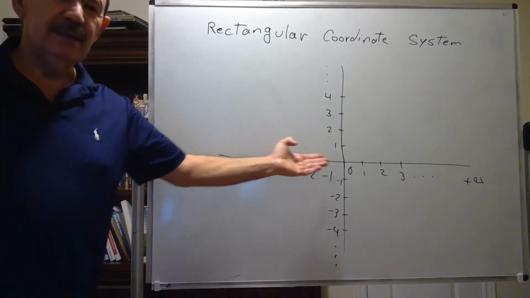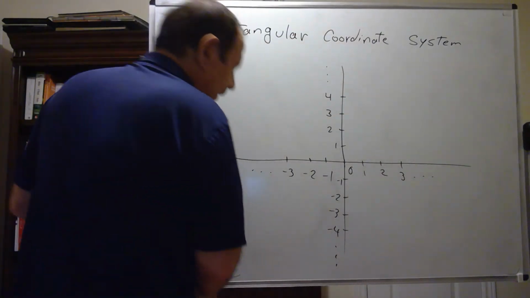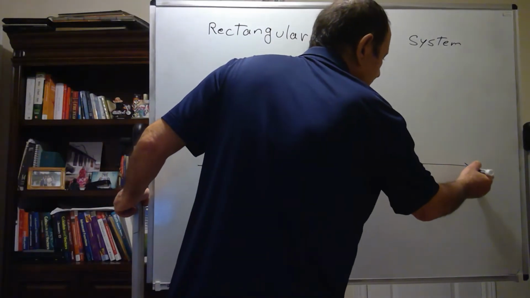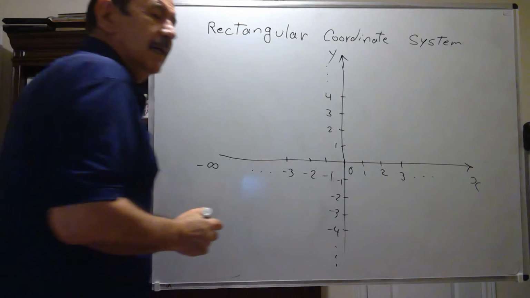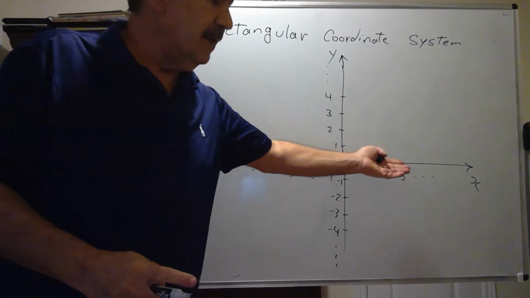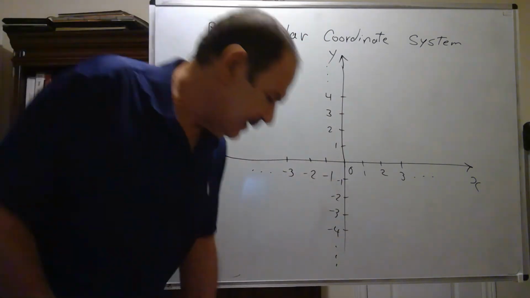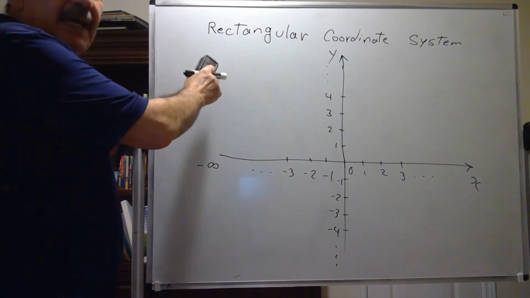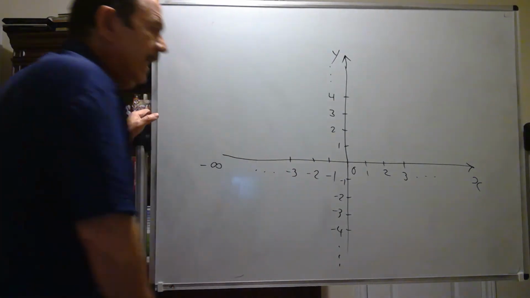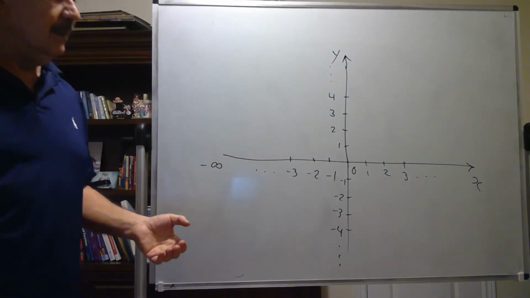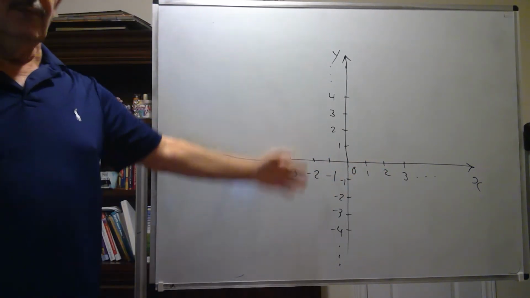The horizontal number line, we show it with the letter X at the right end, and the vertical one, we show it with the letter Y at the top end. This horizontal line we call the X-axis. The vertical line we call the Y-axis. This system is called the rectangular coordinate system. In this system, we can show any point using two numbers. One number is the X coordinate, the other one is the Y coordinate.